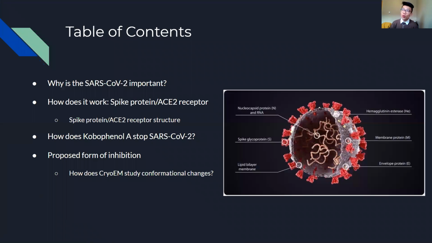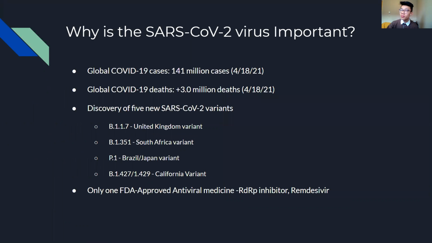Today I'll be discussing four main points. Why is SARS-CoV-2 virus important? How does the virus infect the human body? How does the compound Cobophenol A stop SARS-CoV-2? And my proposal for identifying other inhibitors of the virus's pathway of entry using Cryo-EM.